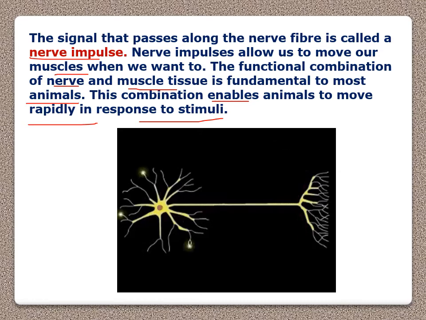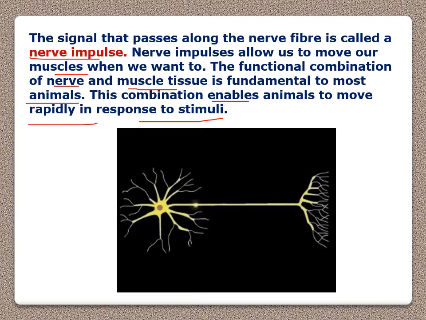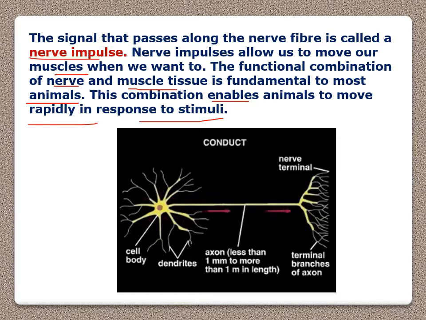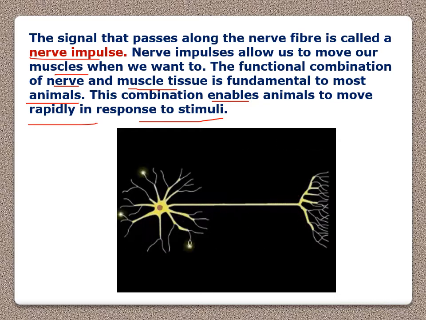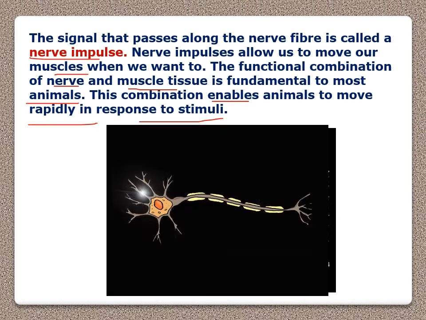The transmission of the message can be seen over here. You can see the dendrites are receiving the message, and then the message is passing through the axon. It is going to the nerve ending, and then from the nerve ending it will pass to another neuron. Okay, and when the message is passing, it looks like this.